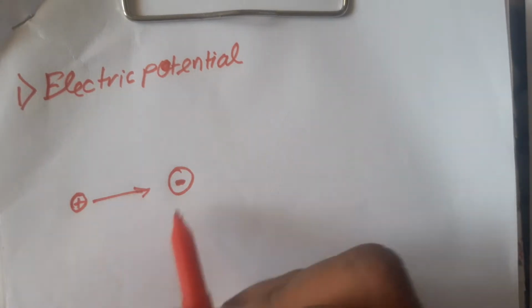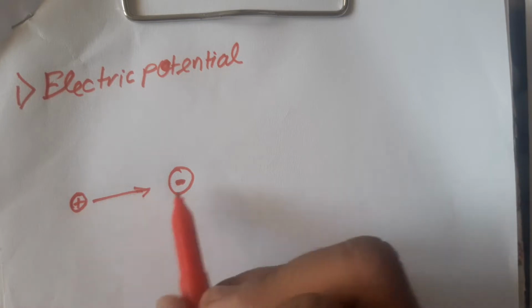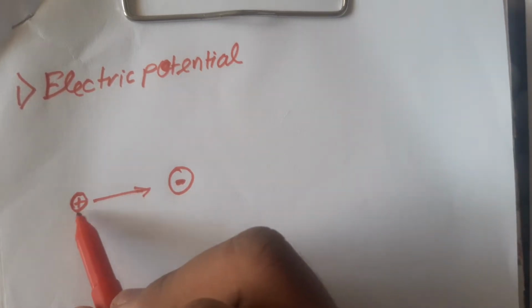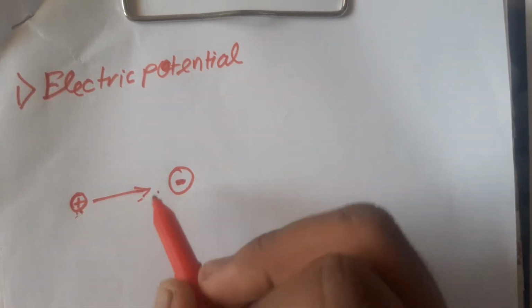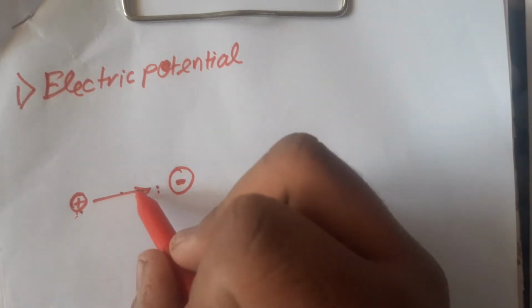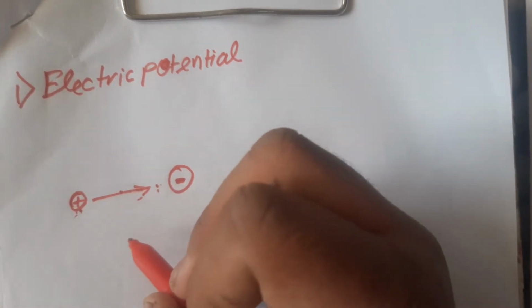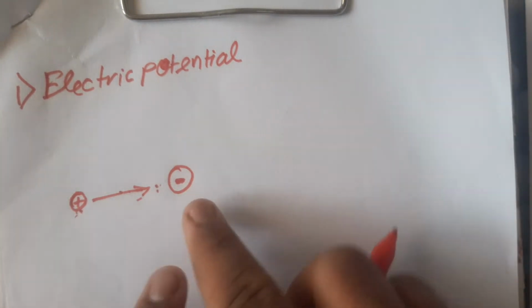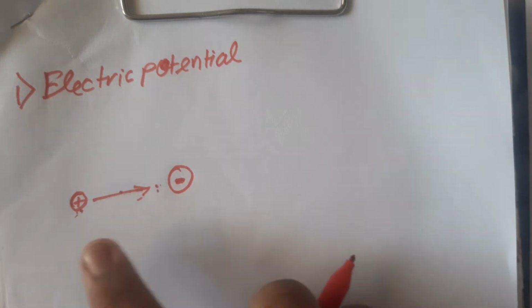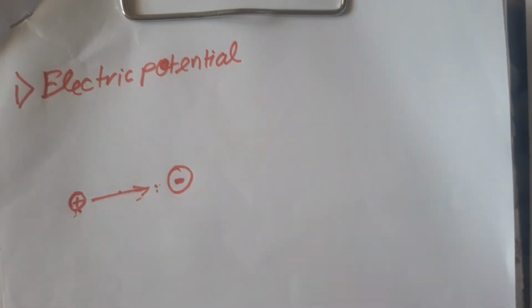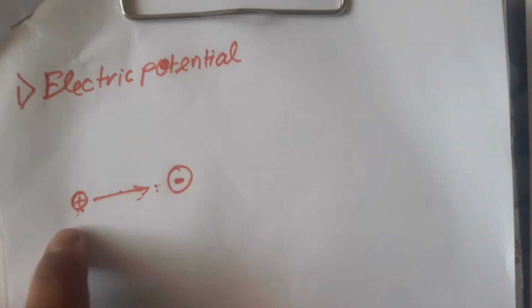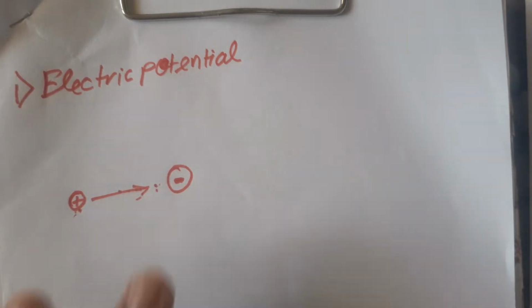Due to this there will be a motion in the electric charge, that is, it will move from here to here. So there is some energy involved, or some work done by this charge to bring this positive charge from this position to this position. Now what happens in electric potential is that this test charge is present at infinity.